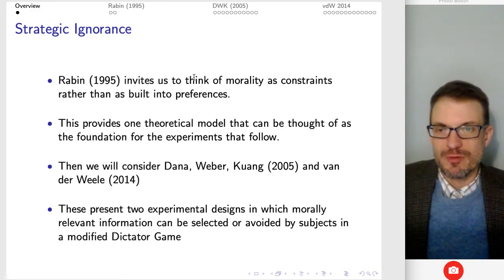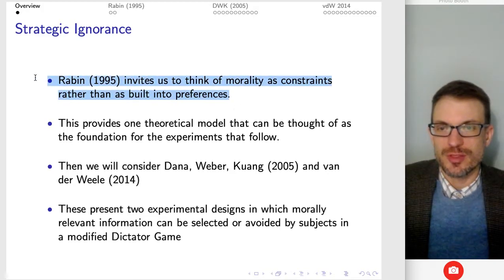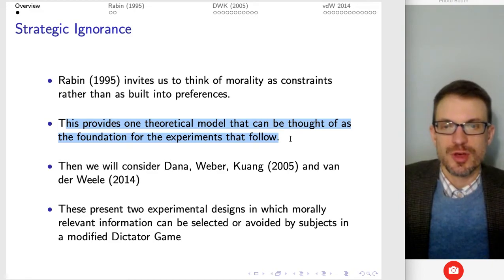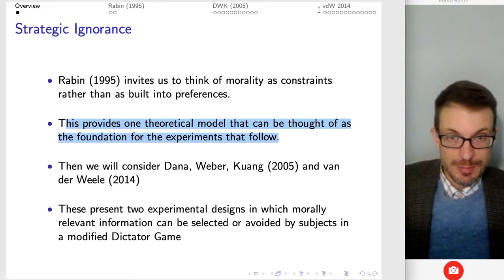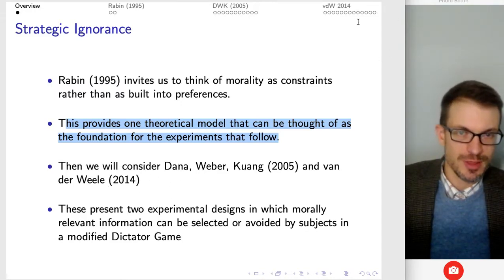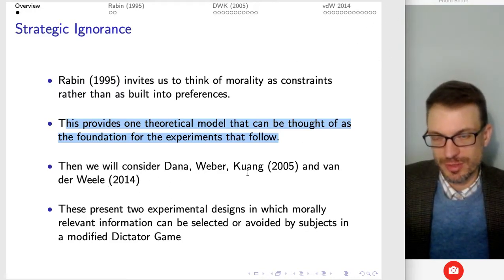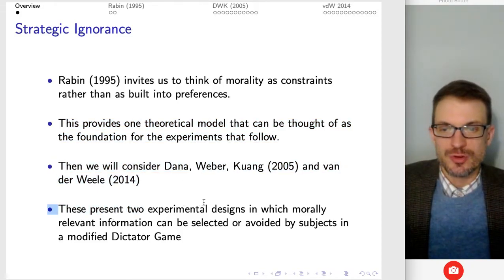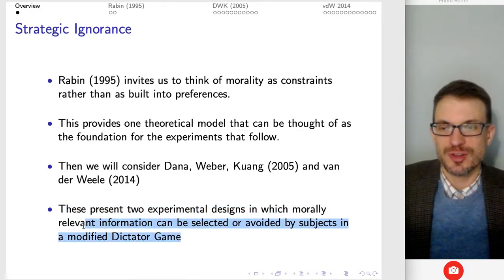So the Rabin paper invites us to think of morality as constraints rather than as built-in preferences. And this gives us a theoretical model, which can be thought of as a backdrop for the DWK and the van der Waals experiment that I'll talk about. There's actually a second van der Waals experiment, a 2013 paper, that I talk about at the very end. But anyway, we'll consider these papers. Basically what they are doing is they've got two experimental designs where morally relevant information can be selected or avoided by subjects in a modified dictator game.